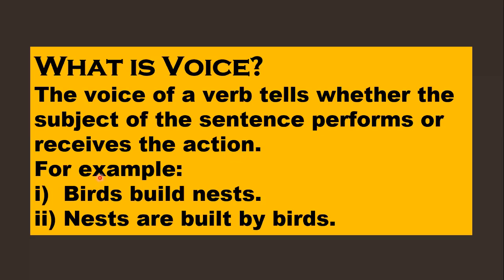Okay, say for example, birds build nests. So here birds is my subject and it is actually performing the action, that is, it is building the nests. Okay, whereas in the passive voice, it's going to be nests are built by birds. That means now nests is my highlight and birds are receiving the action. Okay, getting it? So this is basically the active and the passive voice, and the difference.